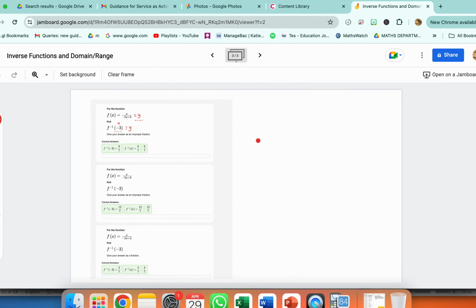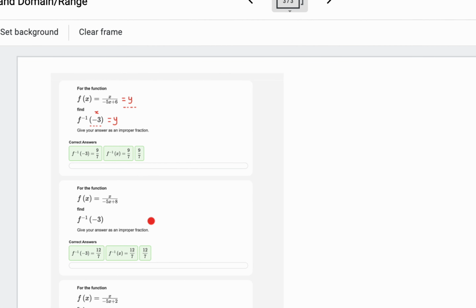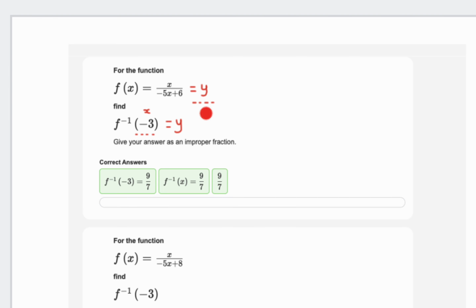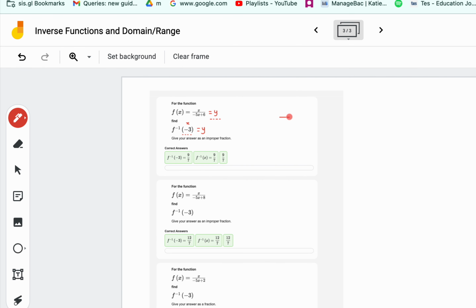So what does this actually mean in practice? Well, first of all, we are going to have to rewrite out the equation, but instead of writing equals y, we're going to write it equal to -3. So we're going to write down -3 is equal to x divided by -5x plus 6. Now you can do this with normal algebra solving. So what would I mean by that? Well, let's rearrange the equation. We've got a denominator with x on the bottom, so we want to eliminate that.